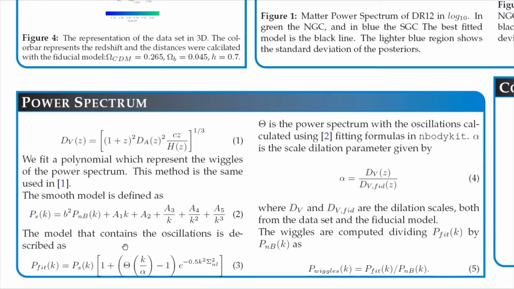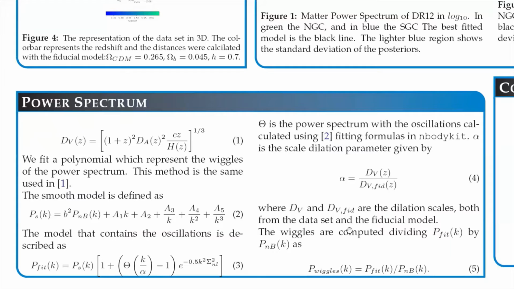The next step is to obtain the fitted power spectrum, which is applying the smooth scale by this other part, the oscillatory part of the function. We have this parameter, which is the most important one, the alpha parameter. And from that parameter, we'll get the final dilation scale.